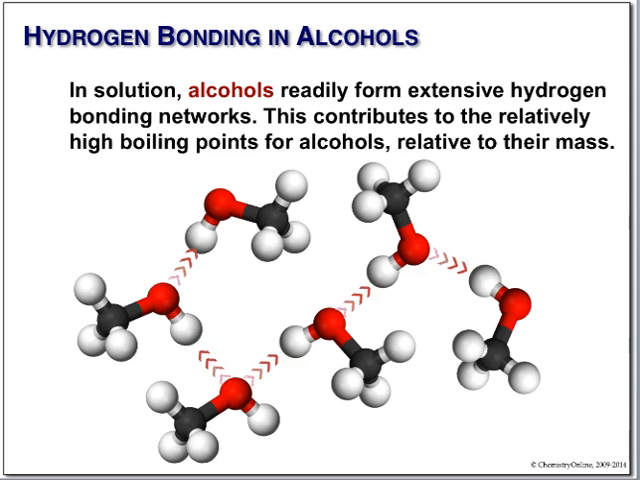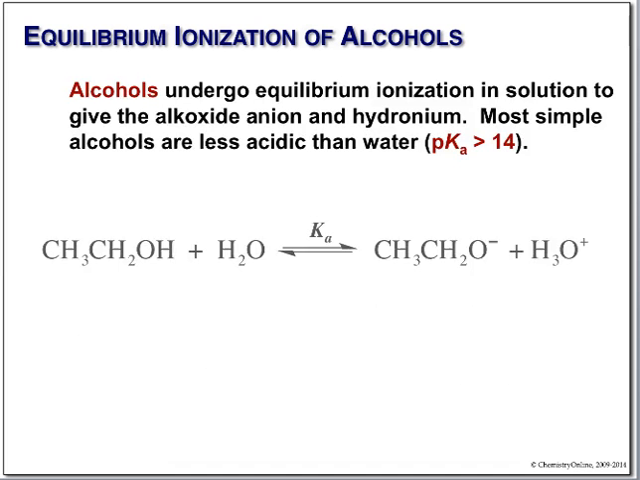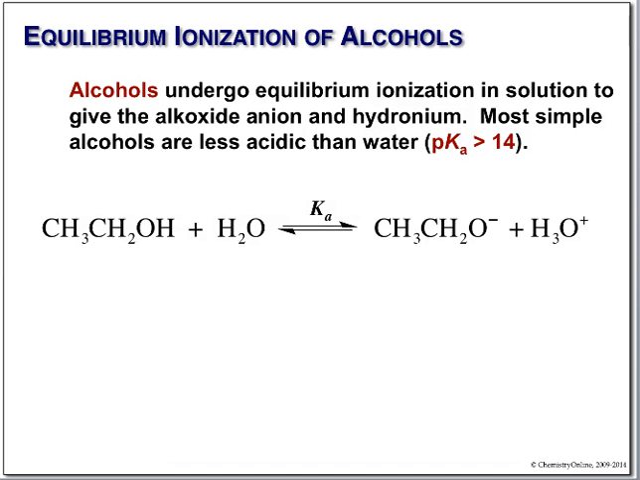Alcohols, just like water, are also acidic. If we look at ionization of ethanol, ethanol undergoes equilibrium ionization to give ethoxide and hydronium. This is just like water that you saw in general chemistry, where you took water and you made hydroxide and hydronium.